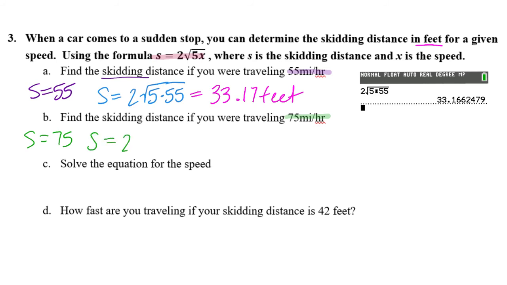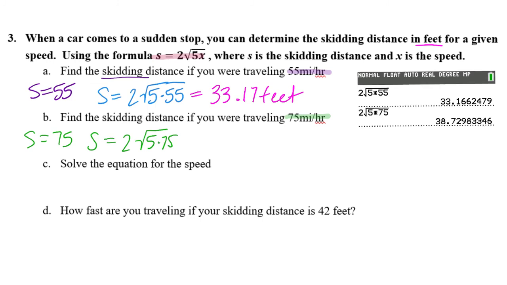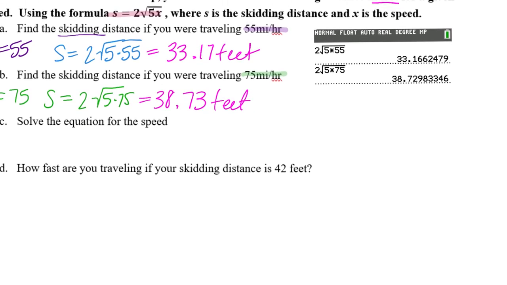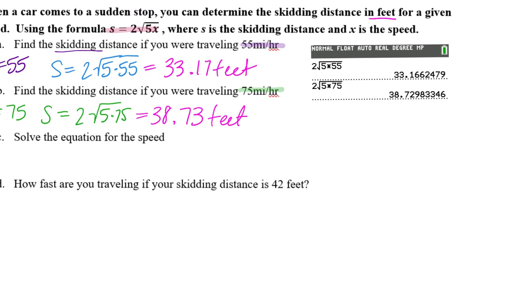So S equals 2 root 5 times 75. And I typed it in my calculator and I got 38.73 feet, which it is longer, which makes more sense because you're going faster. So now it says to solve the equation for speed. So if we're going to solve it for speed, move it a little bit out of my way so I can have a little bit of space. So we're solving for X.